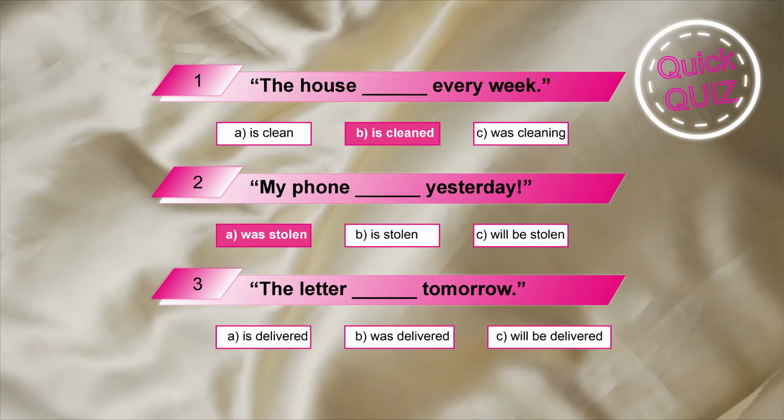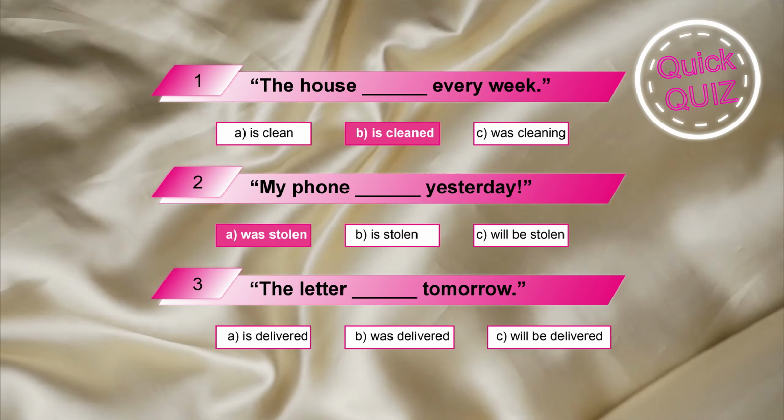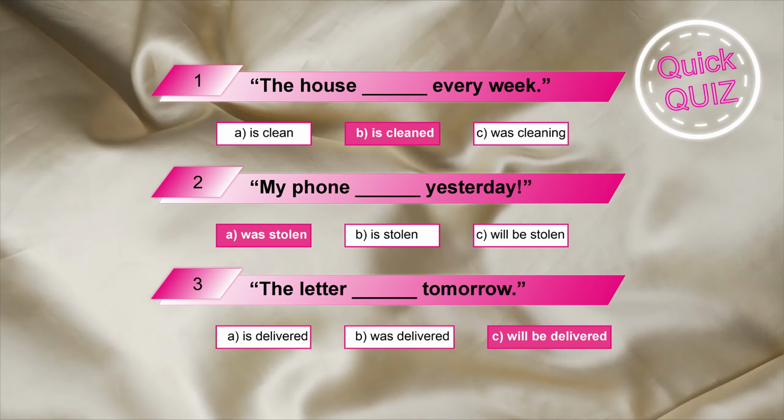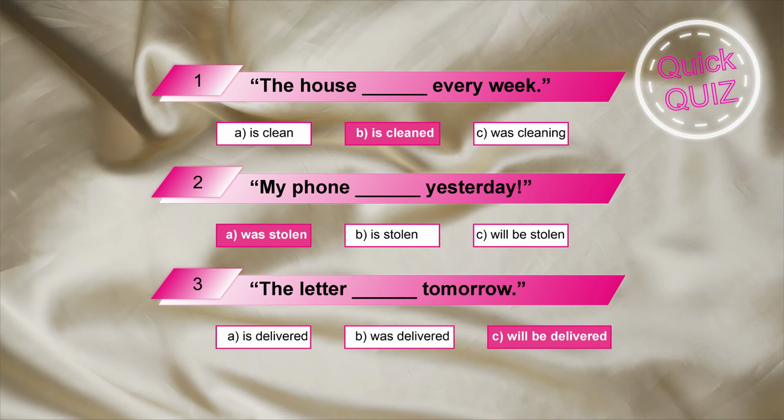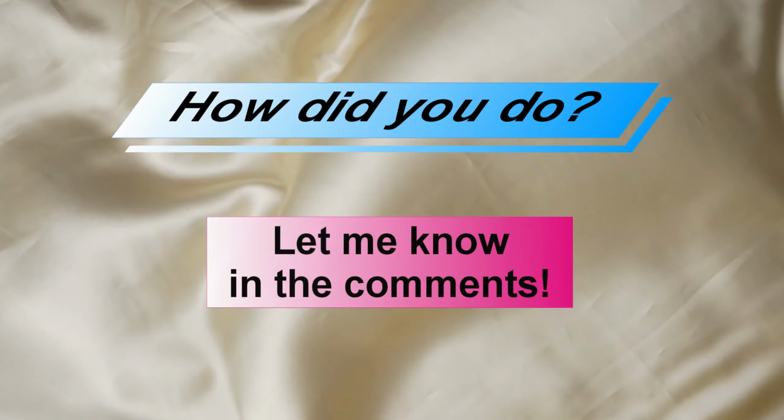Question 1, the answer is B, is cleaned. Question 2, the correct answer is A, was stolen. Question 3, the correct answer is C, will be delivered. How did you do? Let me know in the comments.